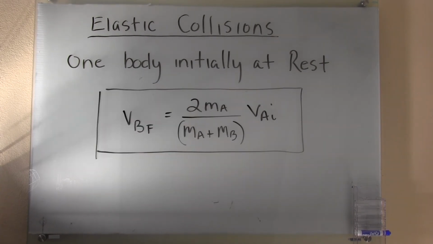And here is our final equation for an elastic collision with one body initially at rest. The velocity of the second body B final equals 2 times mass A over mass A plus mass B times the initial velocity of mass A.